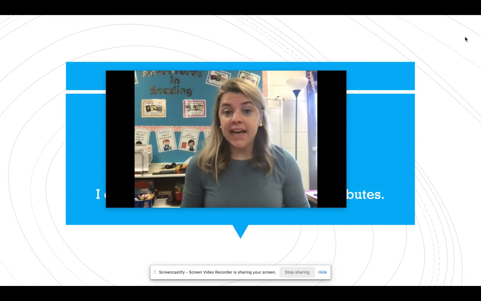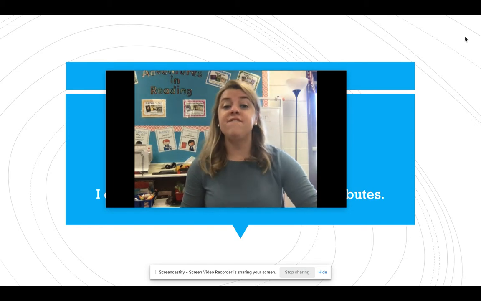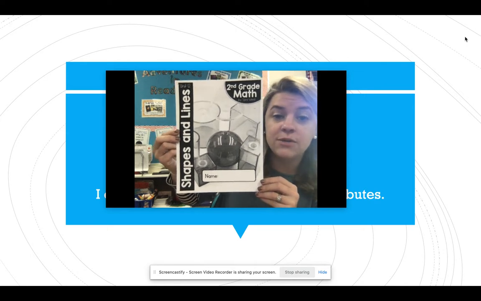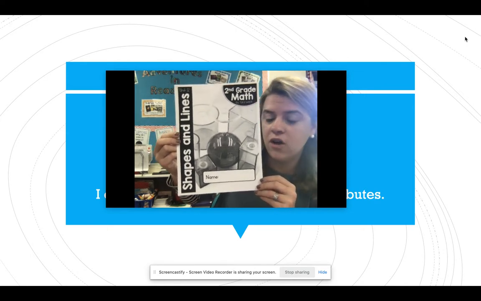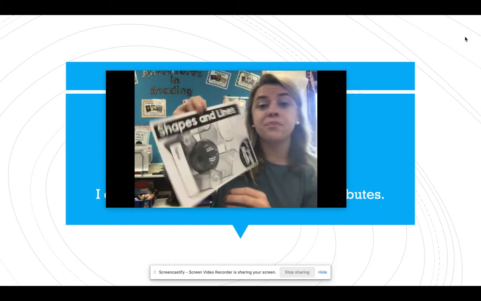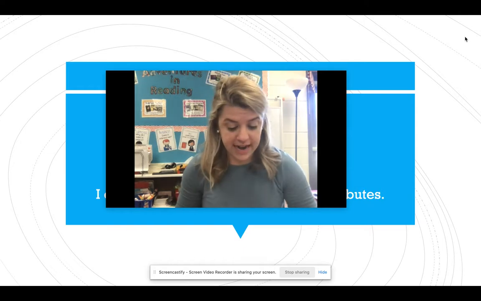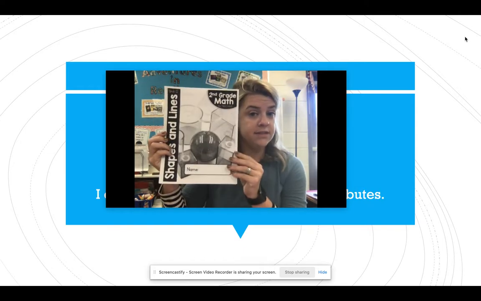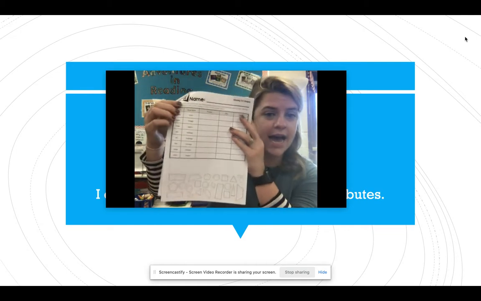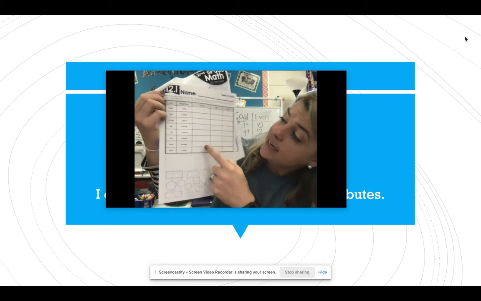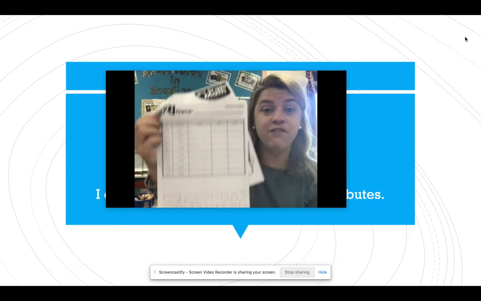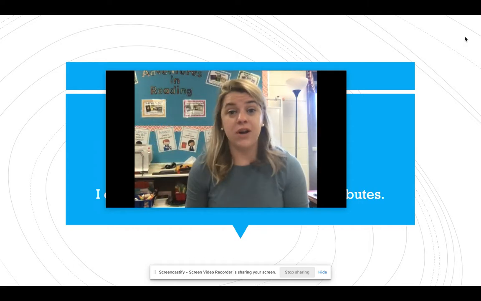So, the first thing I need for you to do is find this packet right here. It's Terra West Unit 12 and it says Shapes and Lines, okay? That's what I need you to find. Unit 12, Shapes and Lines, Terra West. We are going to be looking right here at this first page. You're going to need this chart to follow along in our lesson today, okay?